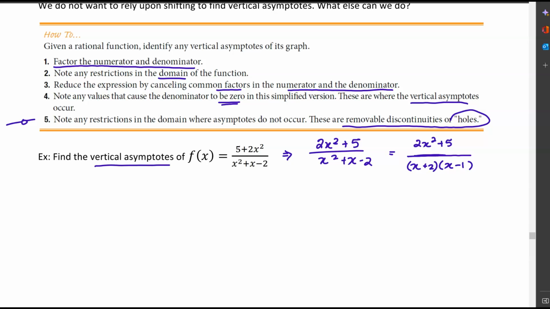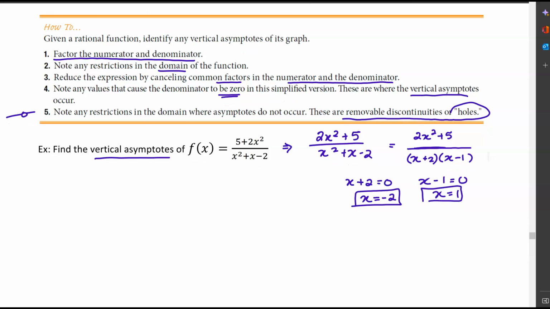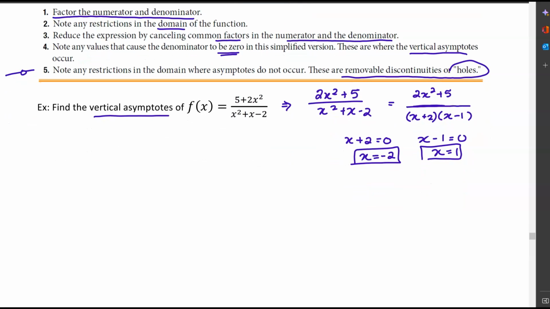Because of this, we set that denominator equal to 0. That denominator equals 0 when x minus 1 equals 0 and when x plus 2 equals 0. So this tells me that I have x equals negative 2 and x equals 1. These become vertical asymptotes. So I'm going to have a vertical asymptote at negative 2 and 1.